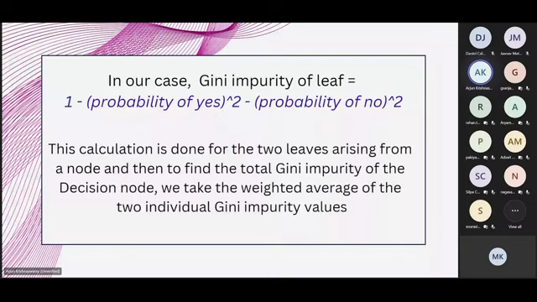When we split something based on a particular feature, to find the Gini impurity of the split, we have to take the weighted average of the individual Gini impurities. It'll be clear if I perform the calculation on our own decision tree which we started off.